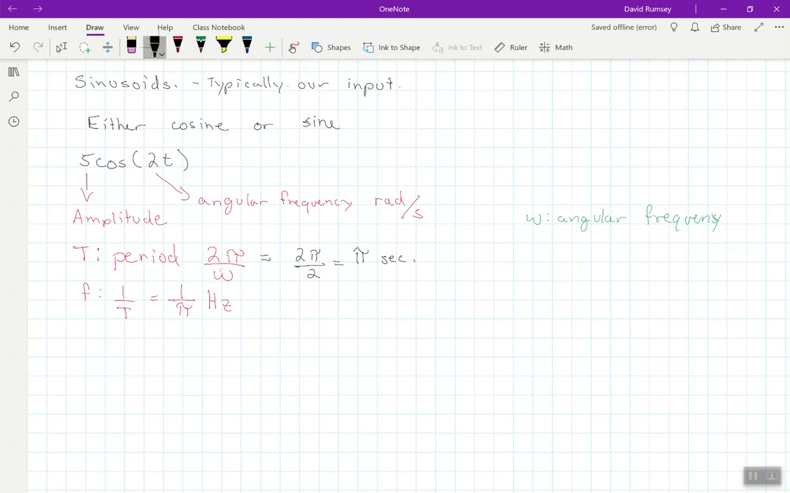Now, there is something that people always mix up here, is that f and omega, they're both frequencies. It's just this is what's referred to as the angular frequency. And we just call f the frequency. And it's the units that are important here. The units for frequency are in hertz, and the units for omega are in radians per second.